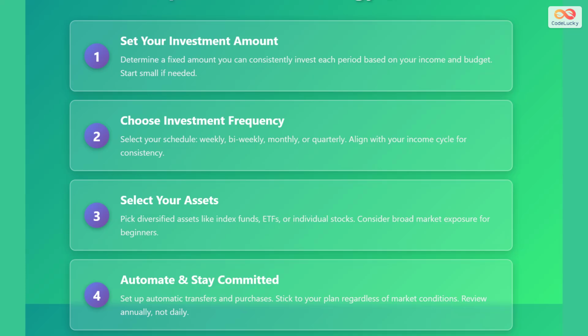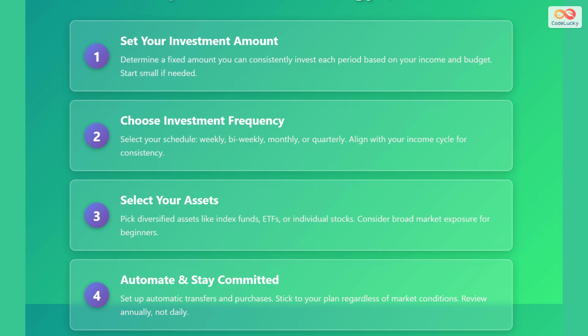Implementing DCA is straightforward with 4 key steps. Step 1. Set your investment amount. Determine a fixed amount you can consistently invest each period based on your income and budget. Don't worry about starting small if needed. Consistency matters more than size initially.